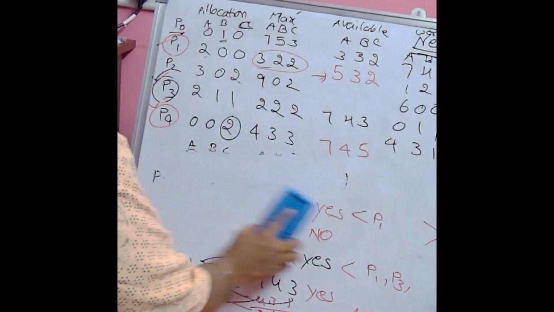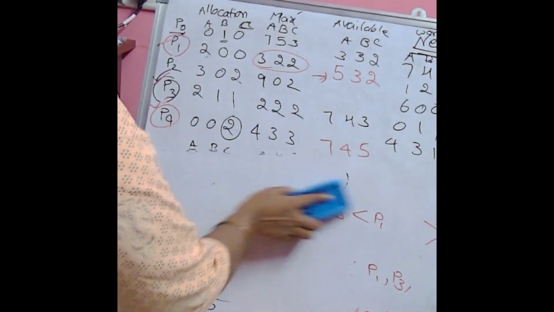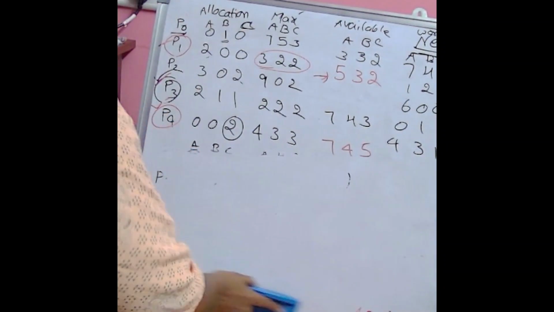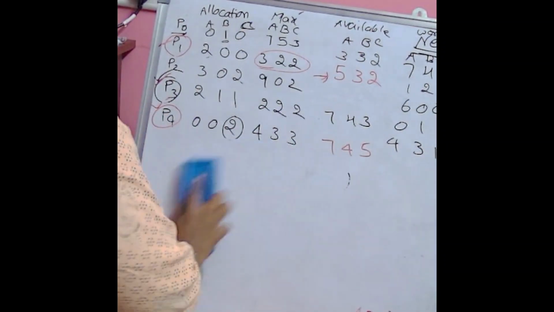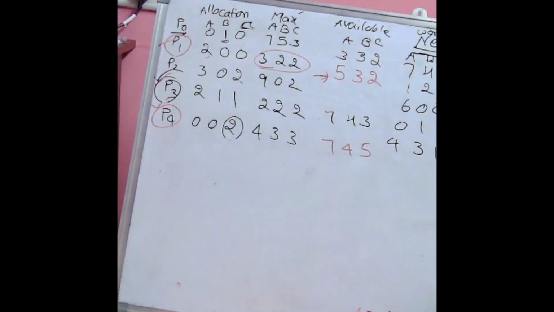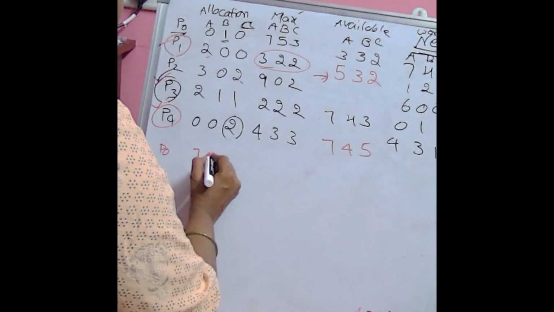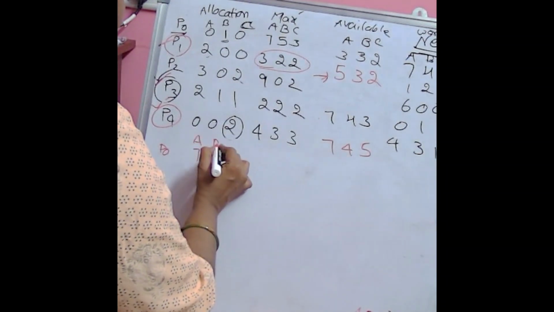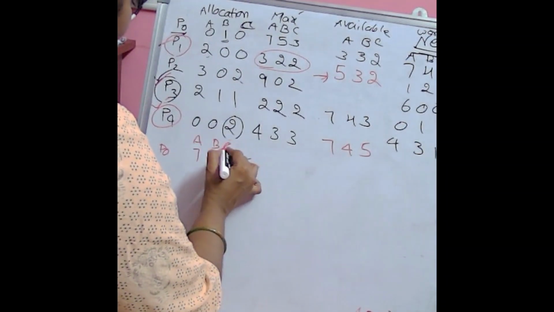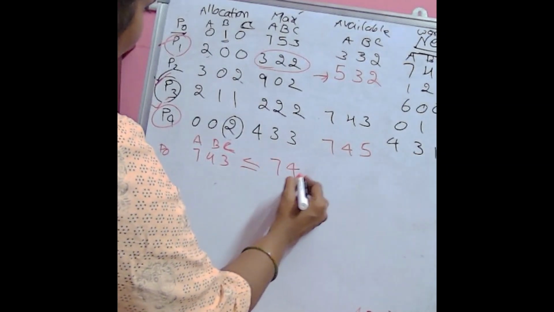Again, we need to check the remaining process also. We need to complete the remaining process execution also. That's why we are continuing after P4, going back in circular manner. Again, we need to check with P0. What is the need of P0? 7 4 3 for A B C. Now after this, the system's available resources are 745.